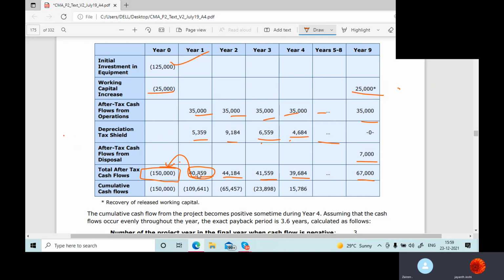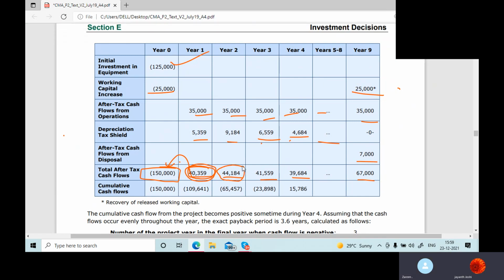Let me say, first year you recovered 40,359, all right? Second year you recovered 44,184. You need to recover 150. So you have got 40,359 in the first year, 44,184 in the second year, 41,559 in the third year. Can you make a total of these three amounts and tell me? We need to recover 150 now, so if you can tell me the sum total of these three, I will tell you what I'm going to do next.